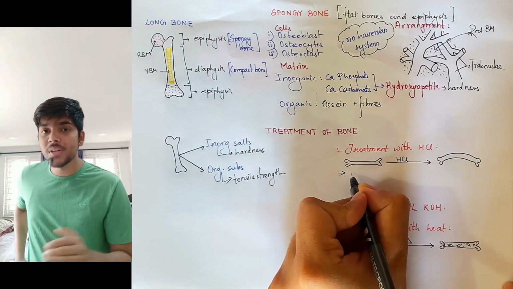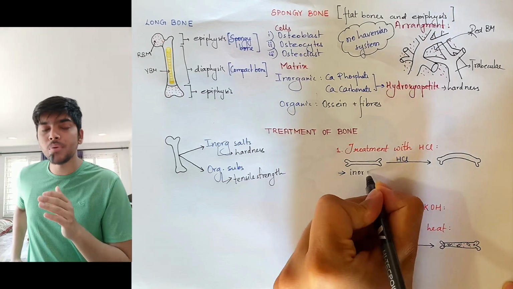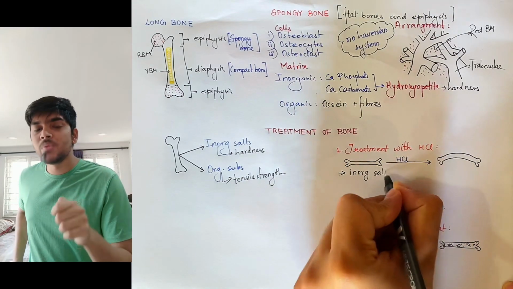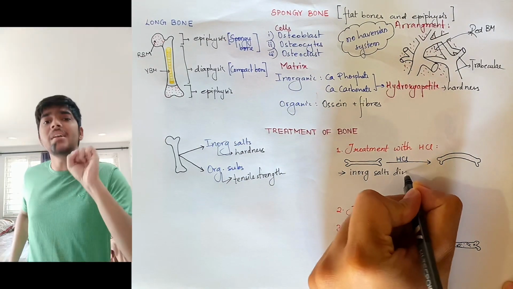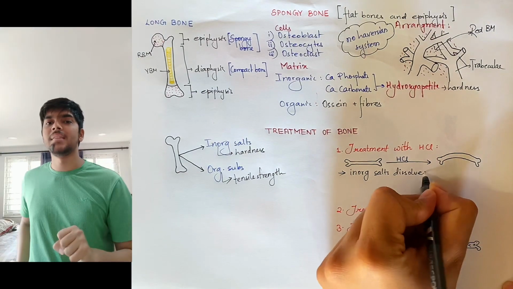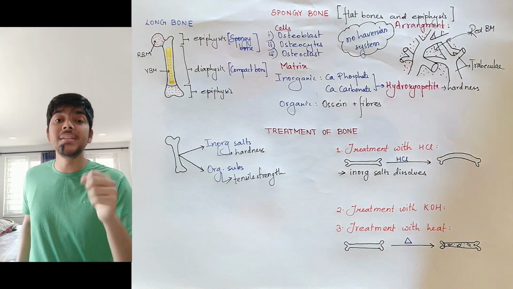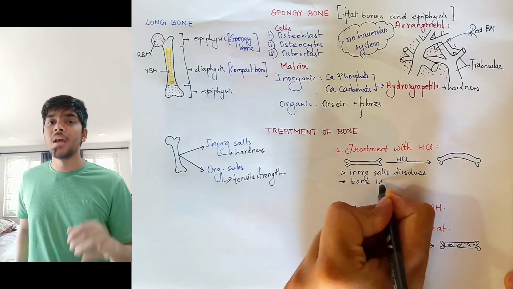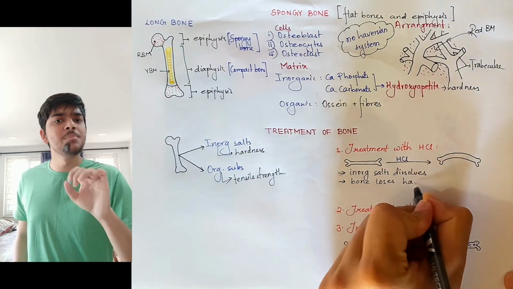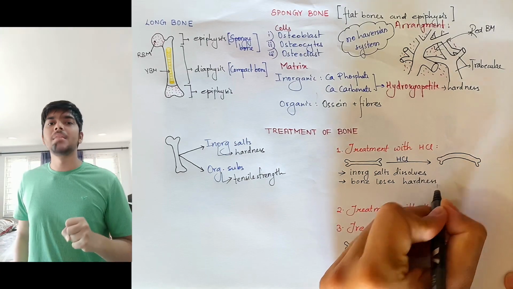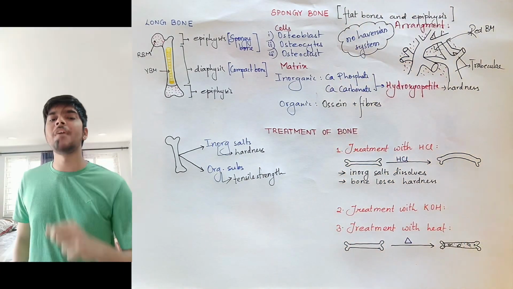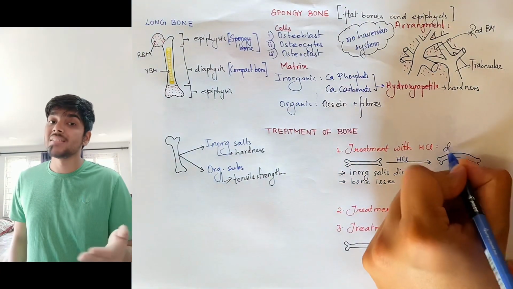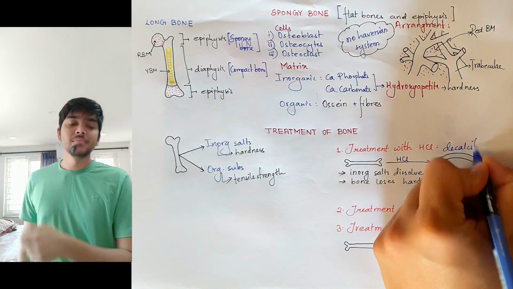So bone has two portions, inorganic portion and organic portion. When the bone is treated with HCl, the inorganic portion dissolves, that is the salts of calcium dissolve. So the process is known as decalcification, because the salts of calcium have been removed, and the bone is known as decalcified bone.